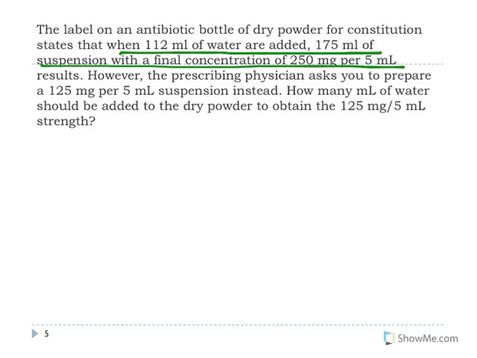Now in this problem, we're actually being asked to make a different strength suspension, or a suspension that's 125 per 5. And the mistake I often see students make is say, well, if originally it was 250 per 5, and I want it to be 125 per 5, that's essentially diluted by half. I want it to be half strength. And so to do that, I just have to add double the amount of water.